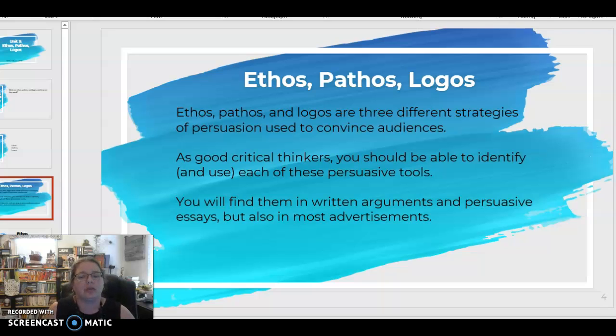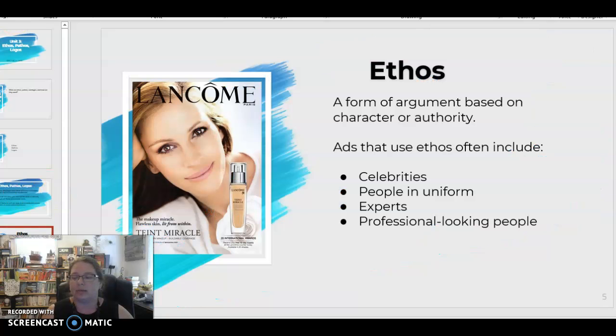So ethos, pathos, and logos are three different strategies of persuasion that are used to convince audiences. They're sometimes called persuasive techniques, sometimes persuasive strategies, but essentially these are elements of persuasion that have been used for thousands of years to persuade people or convince them. As good critical thinkers, you should be able to identify these when you see them in arguments or advertisements, but you should also be able to know when and how to use them in your own writing. So we'll look at an example of each one.